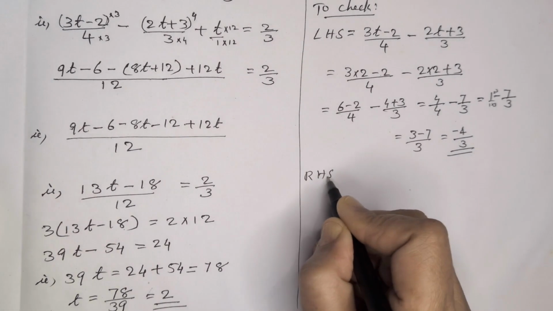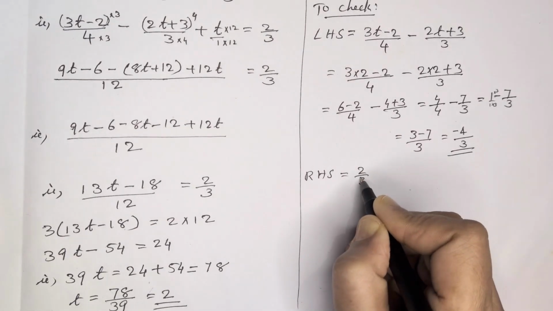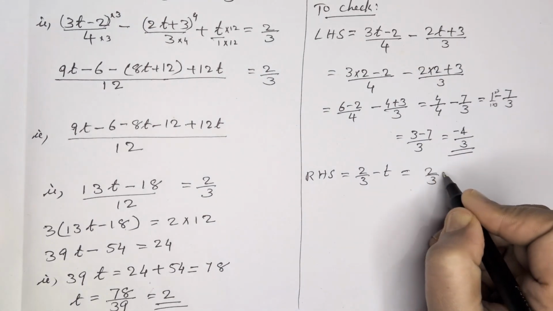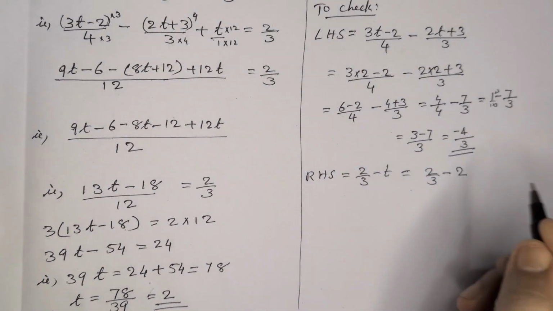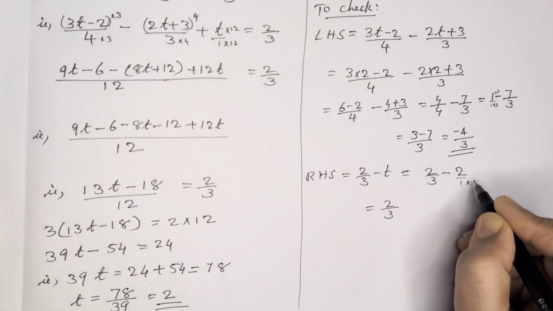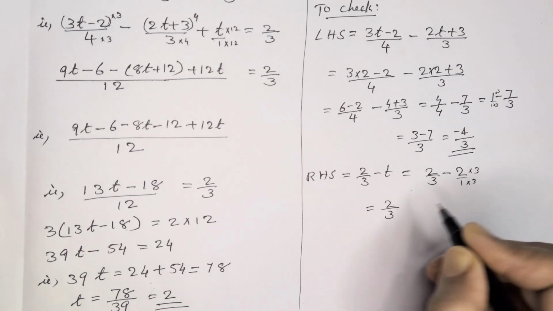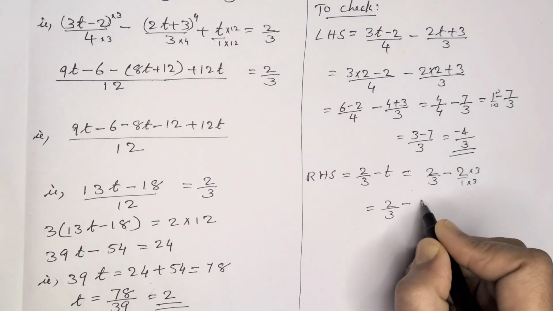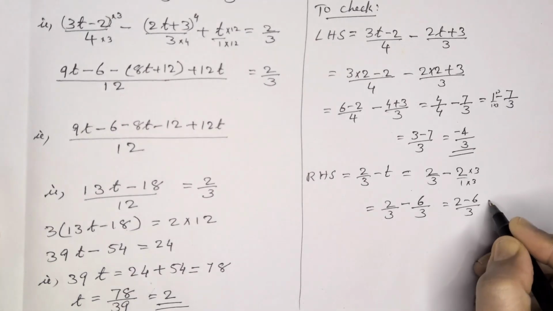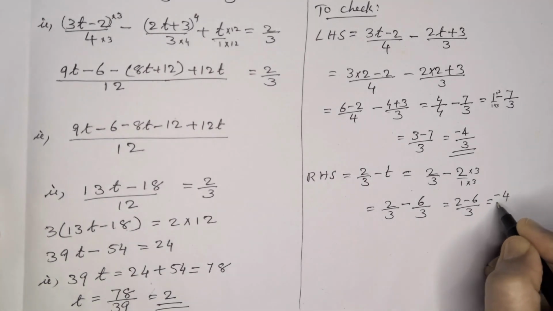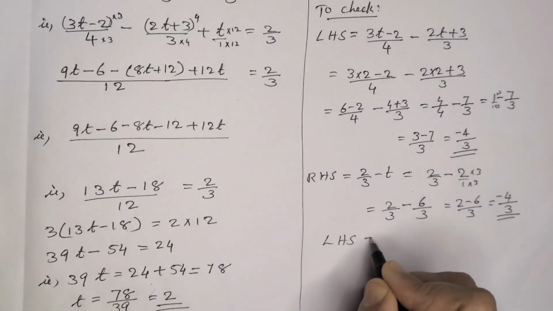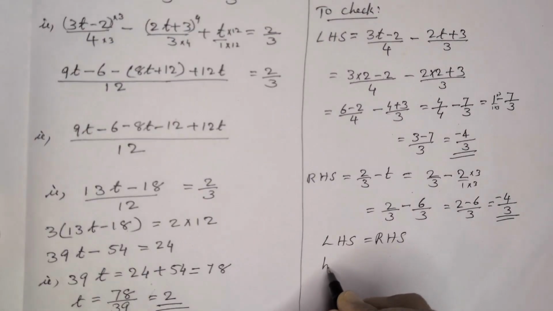RHS: 2 by 3 minus t is equal to 2 by 3 minus 2, the value of t being 2. Here we can consider 2 as 1, so to make the LCM 3, multiply with 3. So 2 by 3 minus 6 by 3 is equal to (2 minus 6)/3. That means minus 4 by 3. So LHS and RHS are same. We can write LHS is equal to RHS, hence verified.